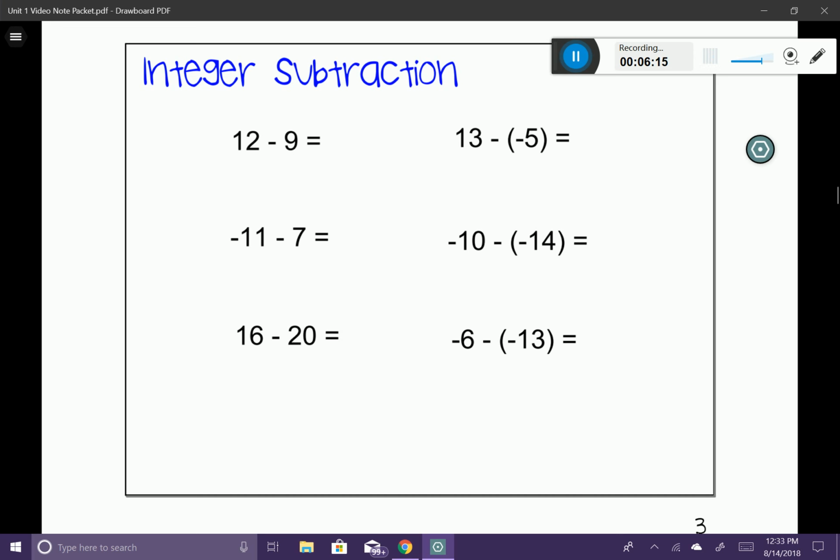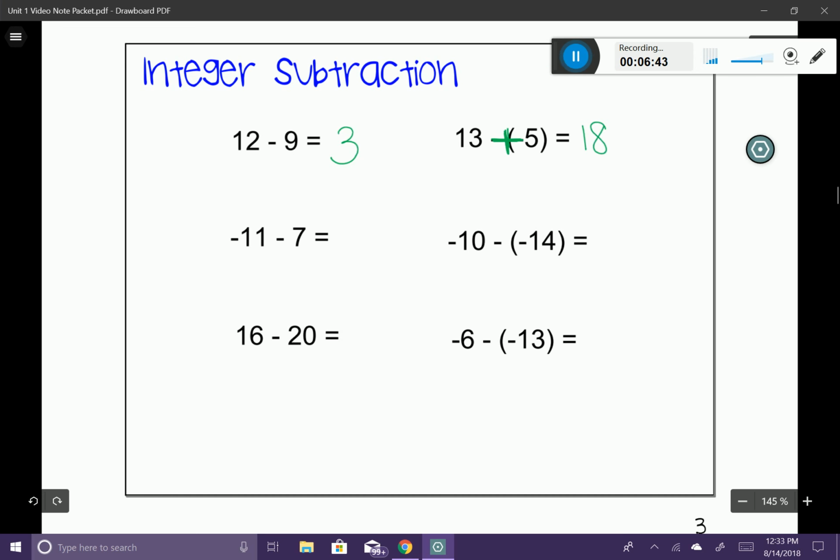All right, 12 minus 9. So if I'm at 12 on the number line and I'm moving in the left direction 9 units, that's going to bring me down to a positive 3. In my next example, you can see that I have a negative negative. Combine those negatives or attach them and make it a plus. So really the question is 13 plus 5, which is much easier, giving us 18.